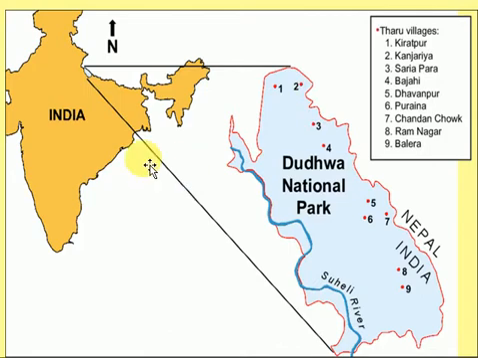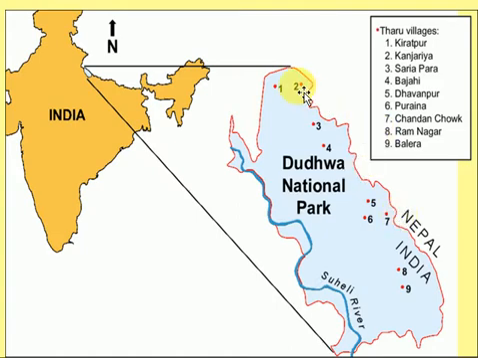First, we'll be discussing the Dudhwa National Park in Uttar Pradesh, one of the important national parks in the country. You can have a look at the location, near Uttarakhand, UP, and Nepal. You also have the bordering areas, and the Suheli river flowing. So you have a huge area, and these are at the outskirts.